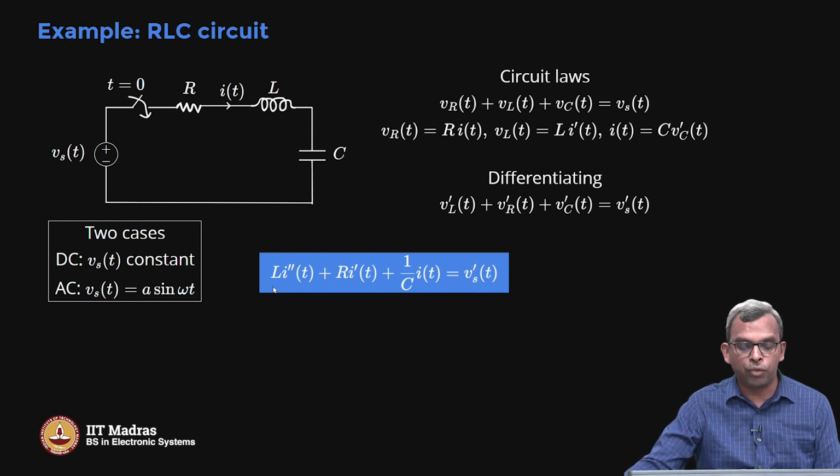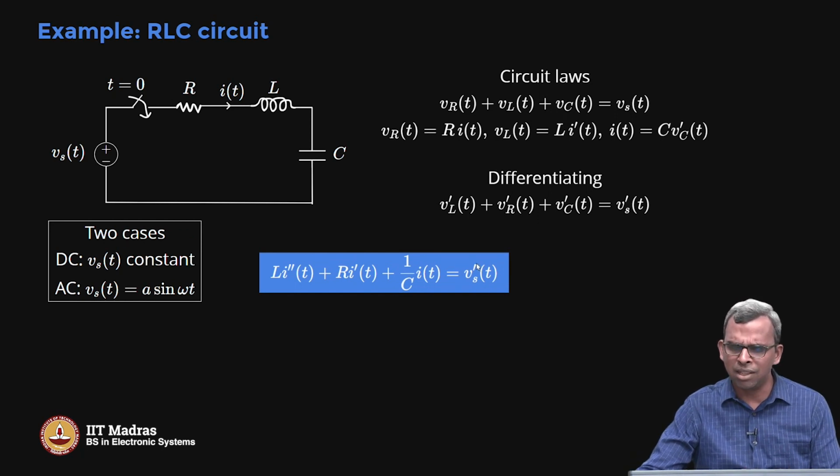And what are the coefficients? The factors that multiply I double prime, I prime and I of t are called the coefficients. The function on the right hand side is called the forcing function. These are all terminologies people use. So this has constant coefficients, right? The coefficients don't vary with time, while the forcing function may vary with time.